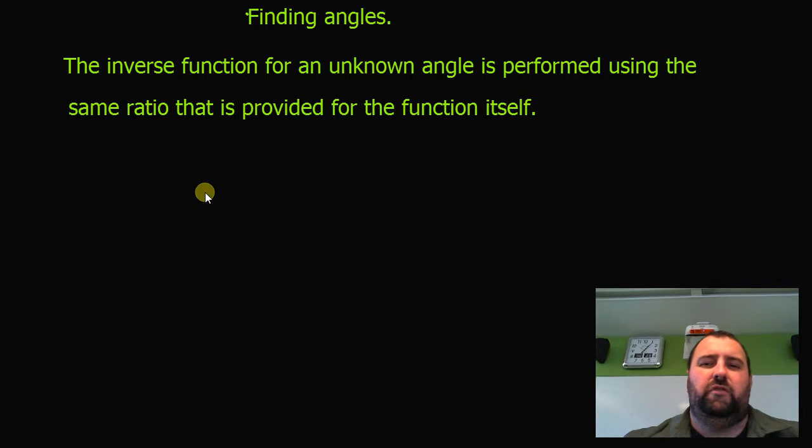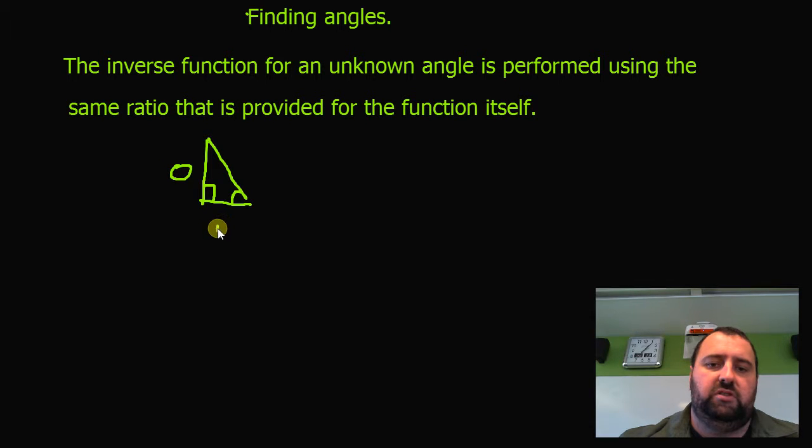So, in order to find the angle, we use this inverse function. Now, the thing to note is that the inverse function uses the exact same ratio that we use for the function itself. So, here's our right angle triangle, right angle, angle. This, of course, is our opposite side. This is our adjacent side. And this is our hypotenuse.